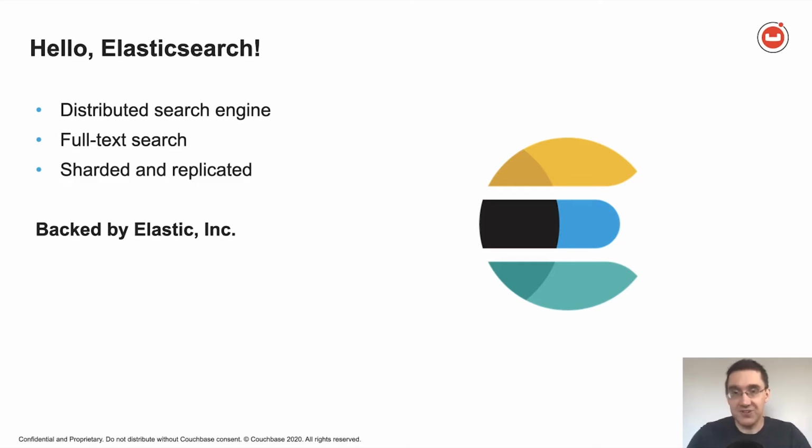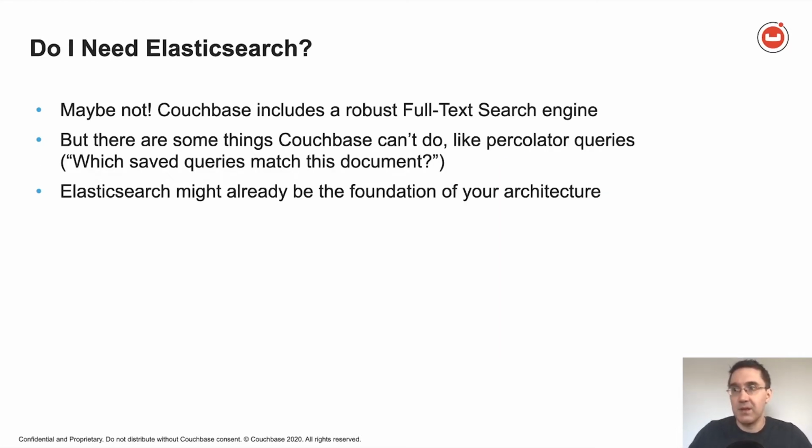Data stored in Elasticsearch is sharded and replicated. And like Kafka, Elasticsearch is open source. Enterprise support for Elasticsearch is provided by Elastic Inc. Couchbase Server has built-in support for full-text search. Having Elasticsearch in your architecture diagram might be redundant. However, there are good reasons to use both. Couchbase full-text search currently supports 22 human languages, while Elasticsearch supports 35.